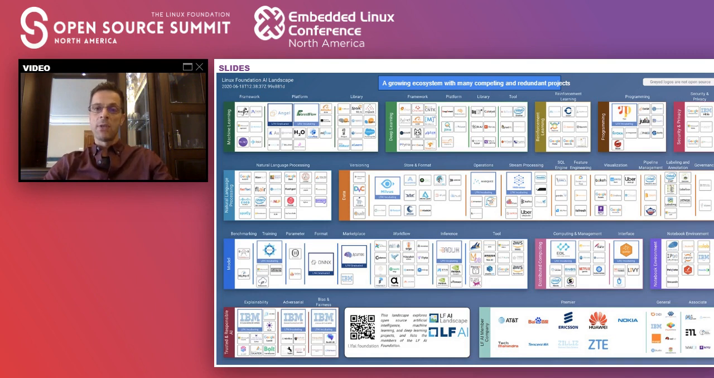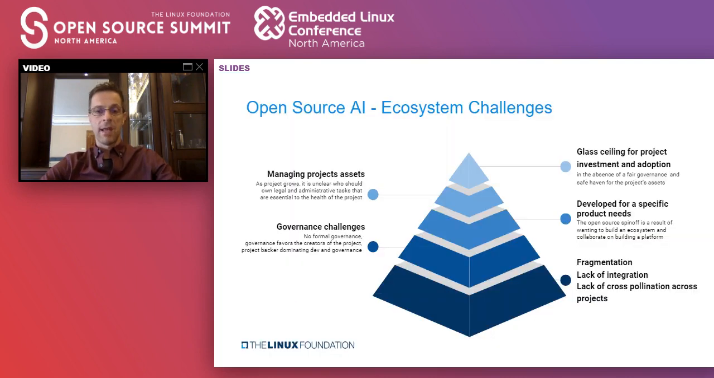We have a little around 250 projects right now in the landscape, with 30,000 plus developers actively contributing to these projects and hundreds of millions of lines of code. The open source AI space is extremely healthy and growing, and on a weekly basis, we're adding projects into the landscape. So please visit it and have a look.